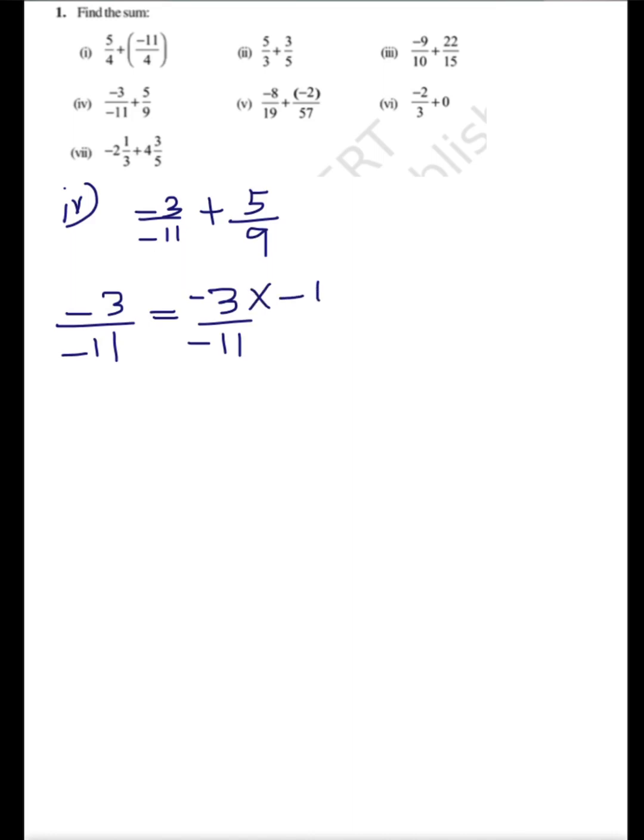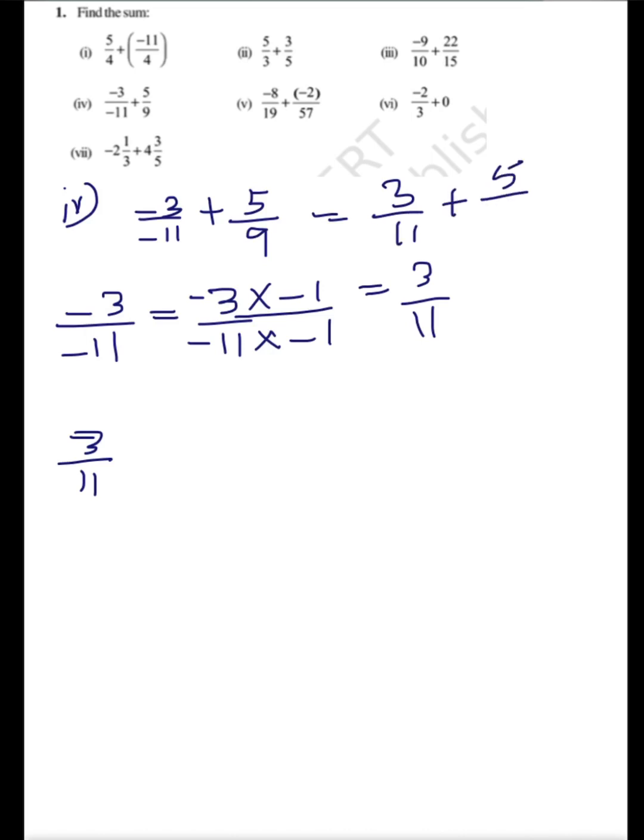If we multiply both sides by minus 1, then you will get it as 3 by 11. So minus 3 by minus 11, you can write it as 3 by 11. No problem. Okay. So the first number is this. You can write it as 3 by 11 plus 5 by 9. So the first thing is you have to make their denominators equal.